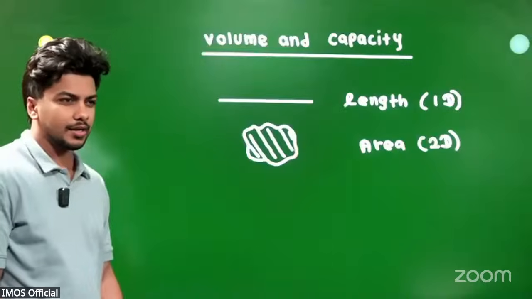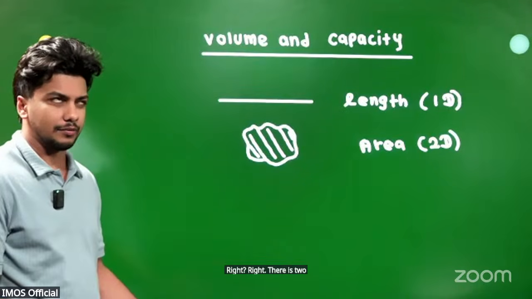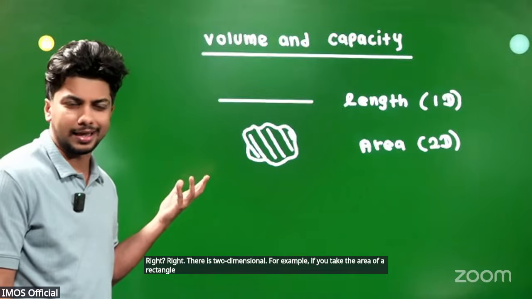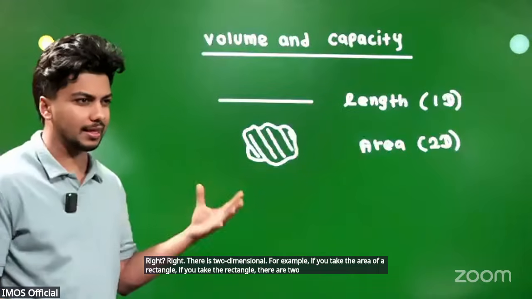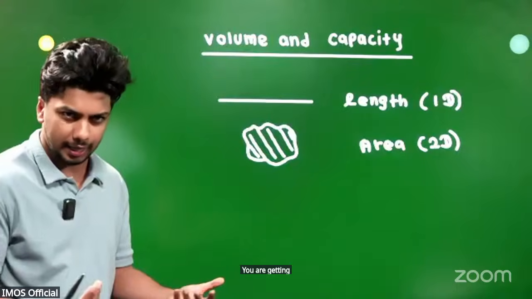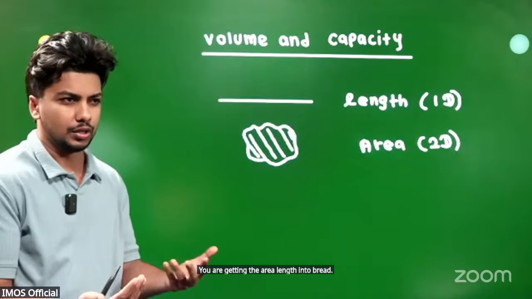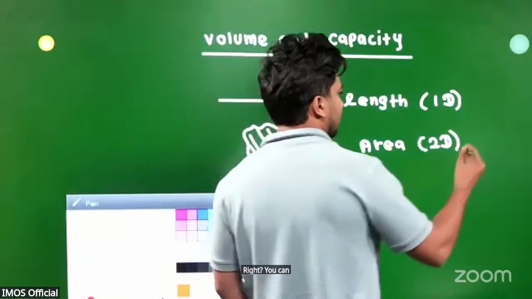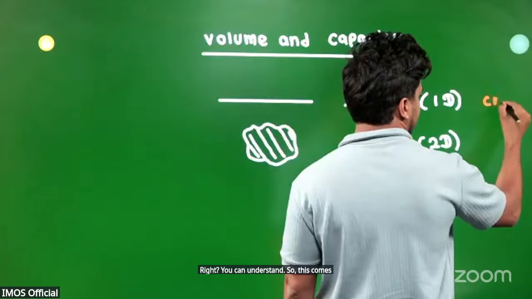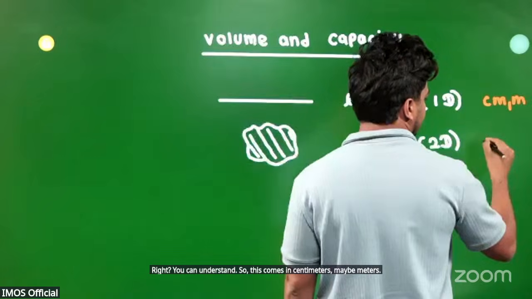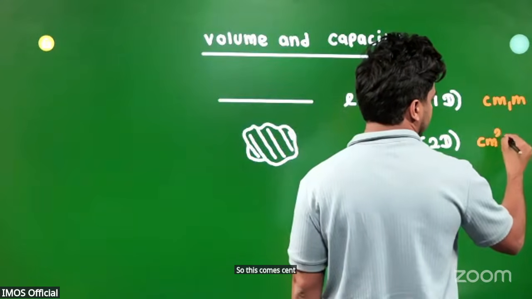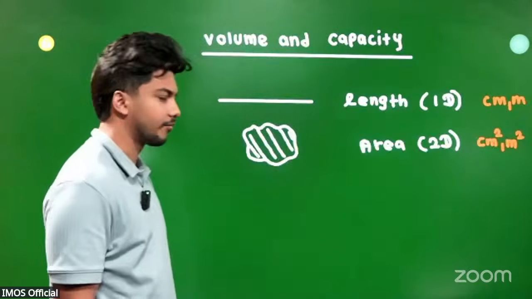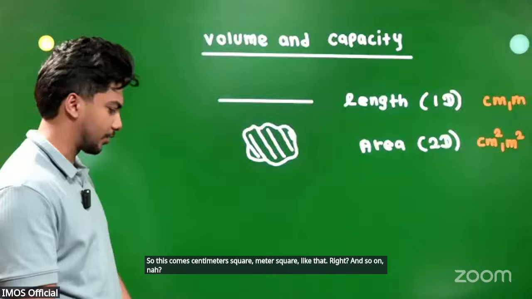Right, that is two-dimensional. For example, if you take the area of a rectangle, there are two dimensions, length and breadth. You get the area as length into breadth. So you can understand, right? This comes in centimeters squared, maybe meters squared, like that, and so on.